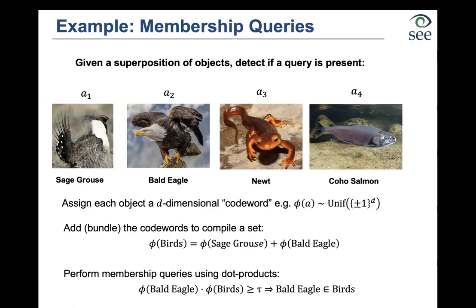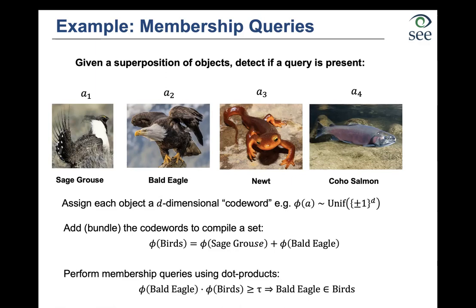And so of course, we're all familiar with the scheme in which we assign each object some code word, say by sampling the code words uniformly from the d-dimensional cube. And then to represent a set or a collection of objects drawn from this universe, we just bundle or sum together their code words. So to represent the set of birds, we bundle together the code word for sage grouse and the code word for bald eagle, and that gives us a representer of the set. And then we can ask membership queries by looking at the value of a dot product between the embedding of a query and the superposition of the embeddings.